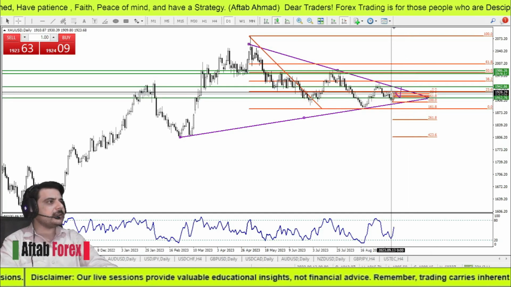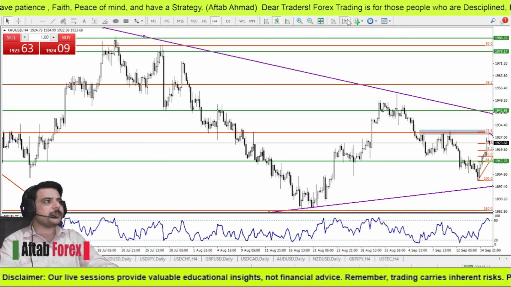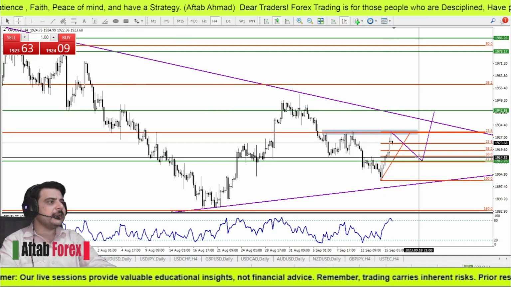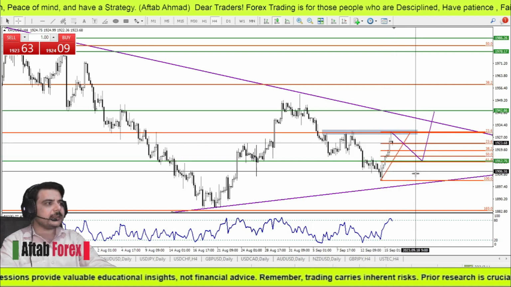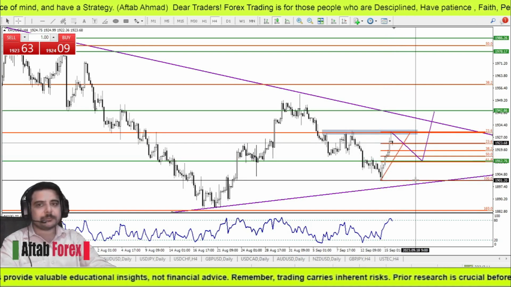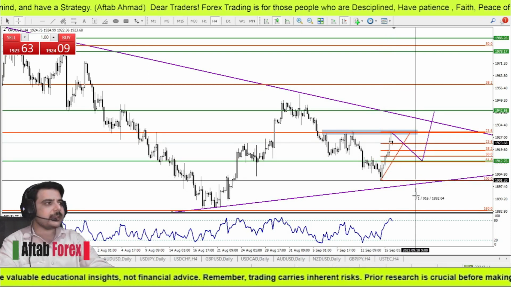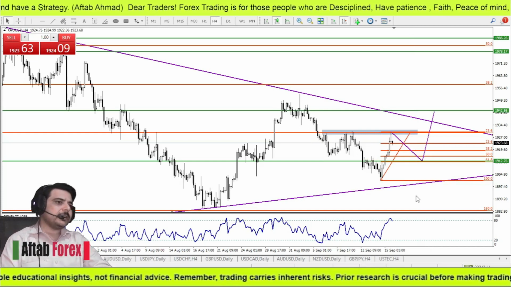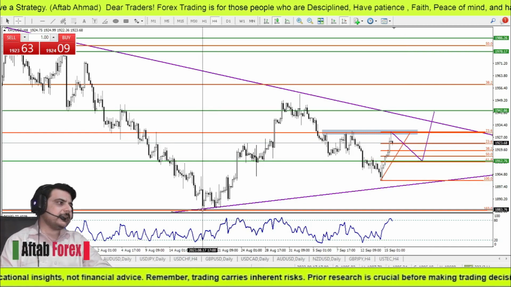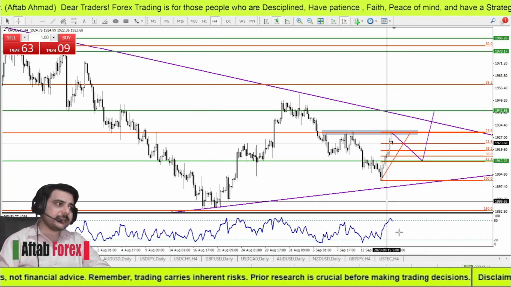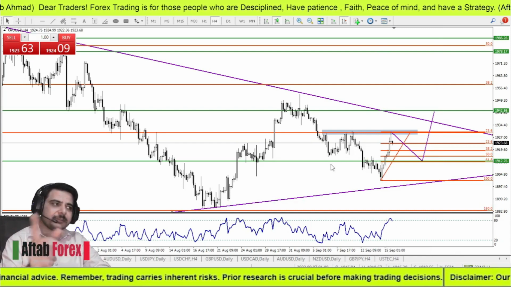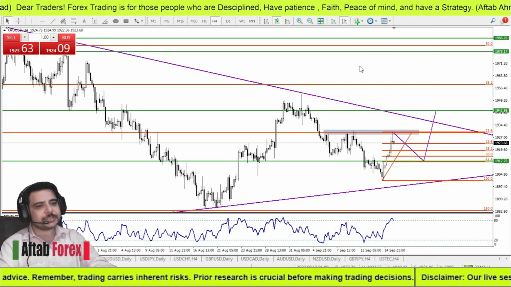Let's suppose if it bounces off from this H4 right here, we have to look at 1912, and if it closes below, then a double bottom right here. But if the market closes below 1900, then I may become neutral till 1880, and then we see if we get a break below from there, then from 1855 somewhere I will become bullish again.